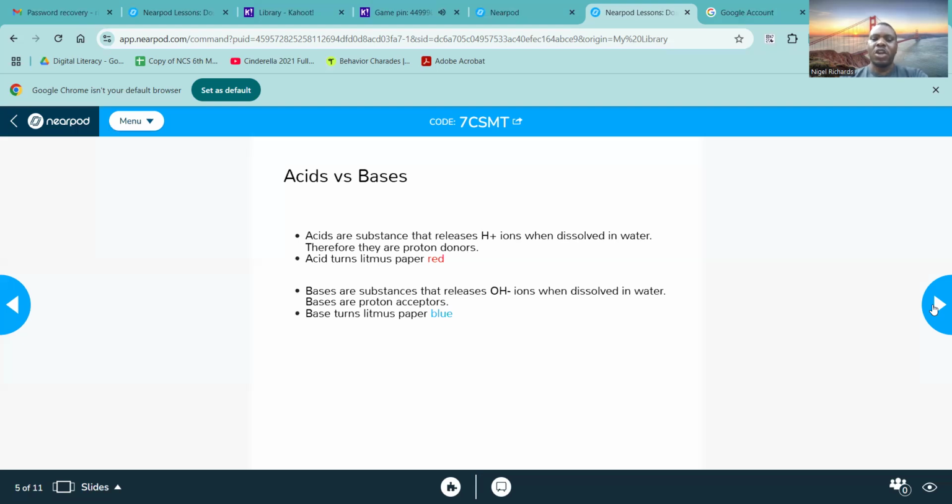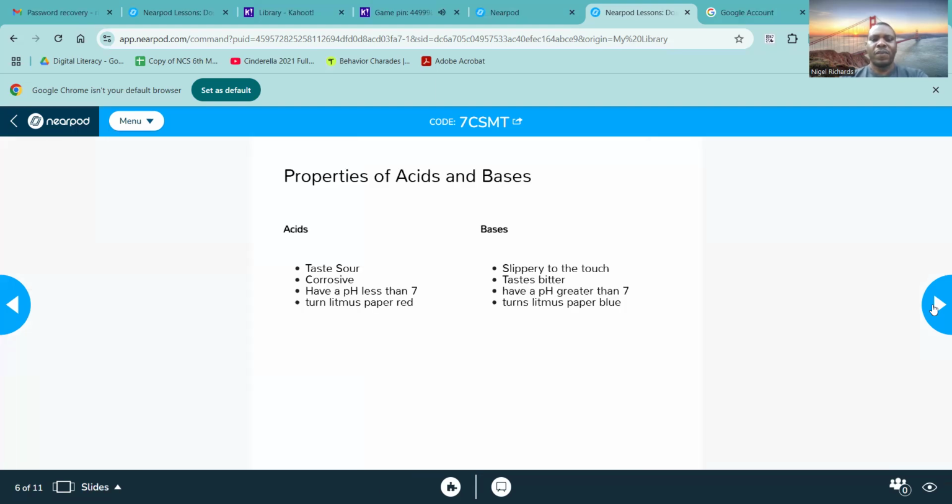And base turns litmus paper blue. I need you to remember those. Acid turns litmus paper red, base turns litmus paper blue. All right. Okay, and then we look at the properties of acids.